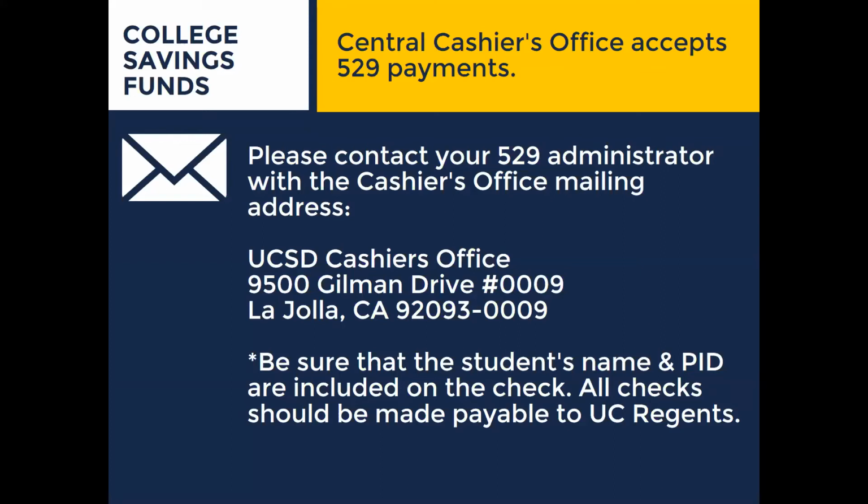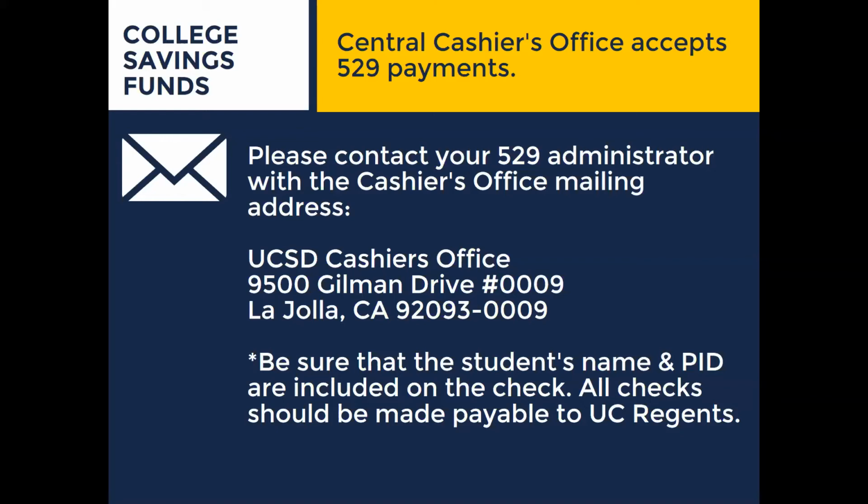So college savings funds, or 529 payments, are prepaid educational savings plans meant to pay for future college costs. The cashier's office processes these payments, and in order to successfully make a payment using these funds, you need to provide your 529 administrator a billing statement showing your account balance. Also, please provide them the cashier's office mailing address, as they will need to mail in a check payment. UCSD does not accept wire transfers from 529 plans.